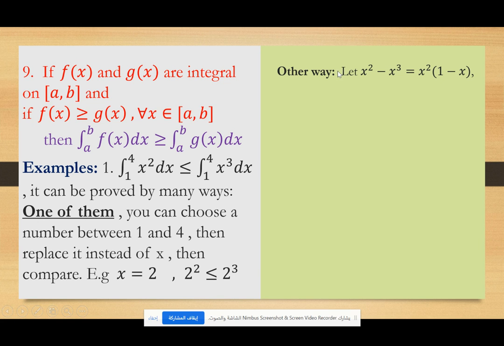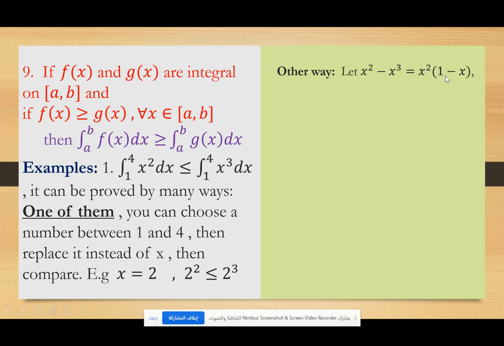Then let's have another way. We can let the first function, which is x squared minus x cubed, be compared to 0. Take x squared as a common factor and keep 1 minus x. That means you are using the difference between the two functions to study their signs, if they are positive or negative. So you can know that x squared is positive always for all real numbers. And you need to discuss the sign of the other function, which is 1 minus x.